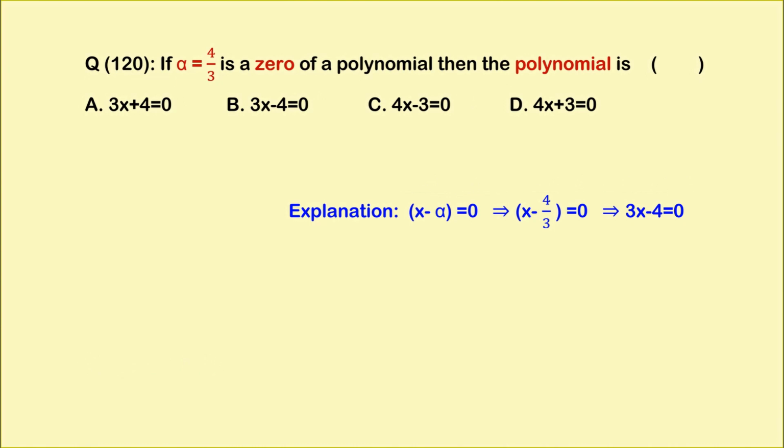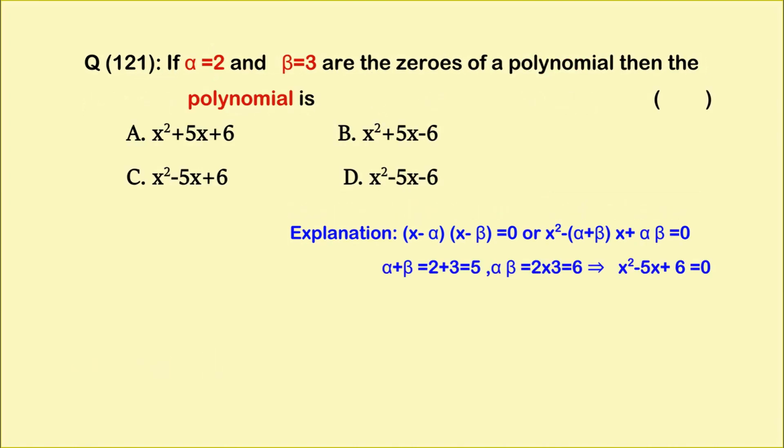Question number 120. If alpha is equal to 4 by 3 is 0 of the polynomial, then the polynomial is dash. So it is a linear polynomial. x minus alpha is equal to 0 is the formula. If you substitute the value of alpha as 4 by 3, we'll get x minus 4 by 3 is equal to 0. So that is nothing but 3x minus 4 is equal to 0. So the right answer is B.